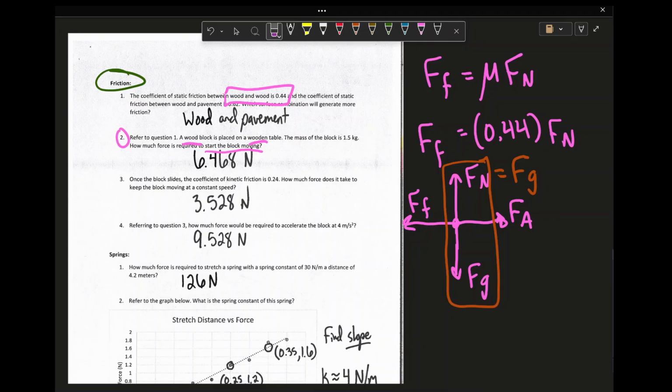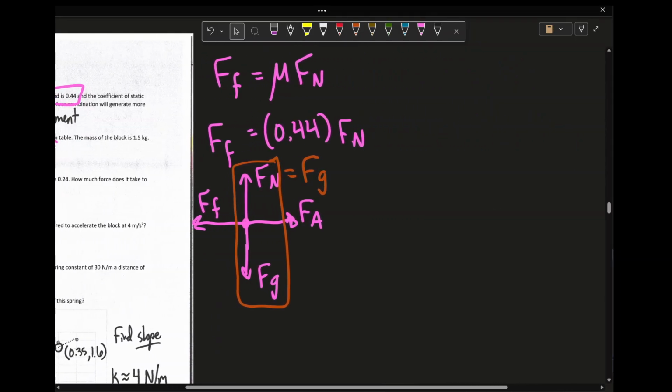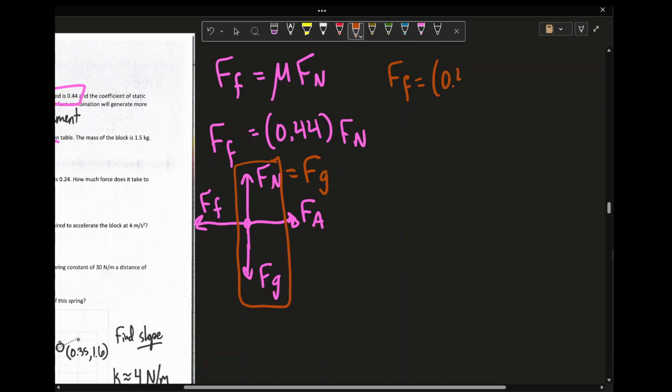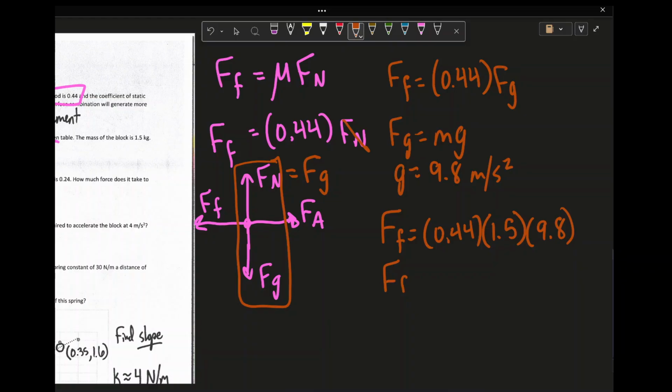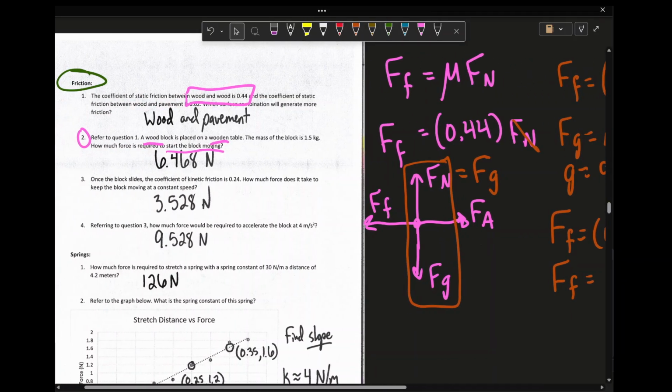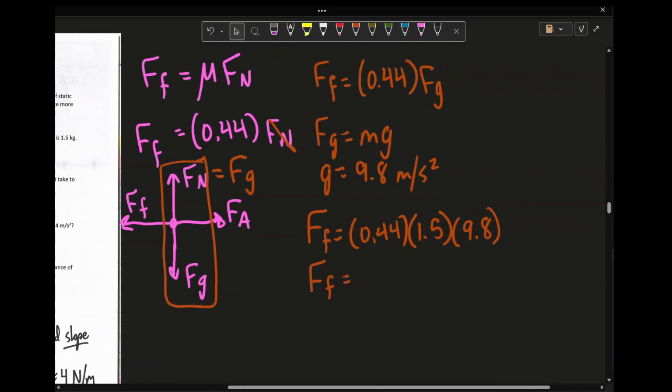So that means the surface must be exerting exactly the same amount of force as the weight of the object pulling it down. So that means we can say the force of friction is 0.44 times the force of gravity. So instead of normal force, we're going to swap in force of gravity. And Fg is calculated as mg, where g is always 9.8 meters per second squared. So our force of friction is going to be mu, 0.44, and the mass of the object is 1.5 kilograms times 9.8, which would give us a force of static friction of 6.468 newtons.